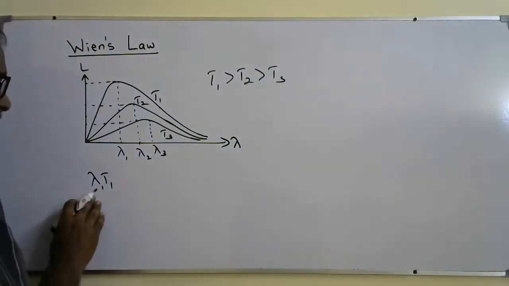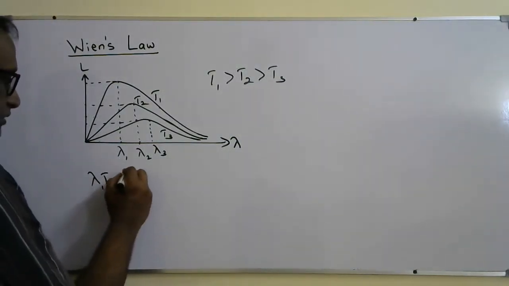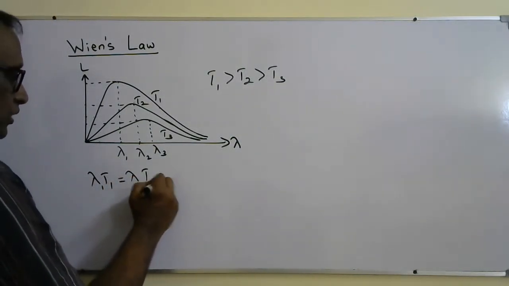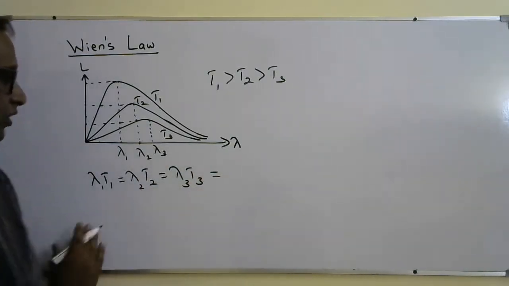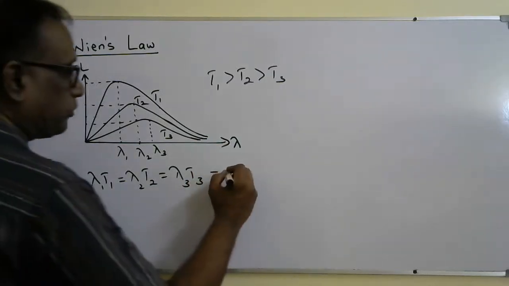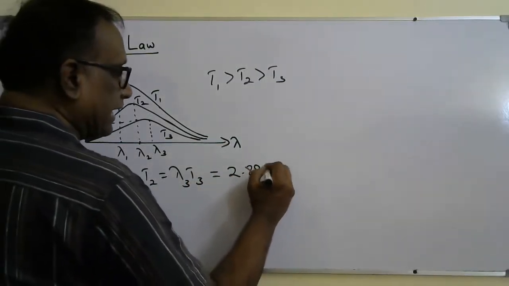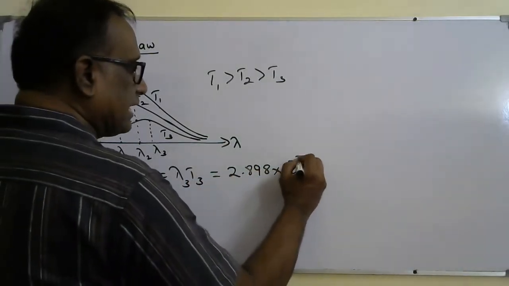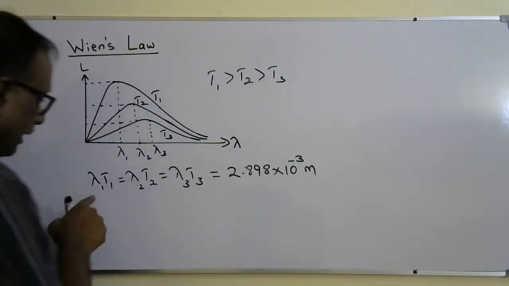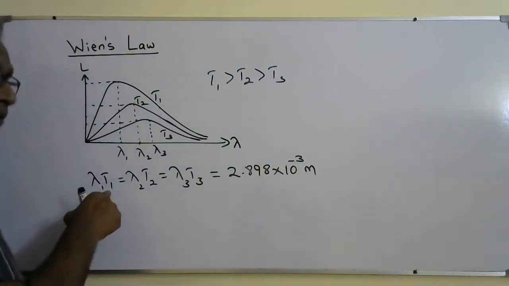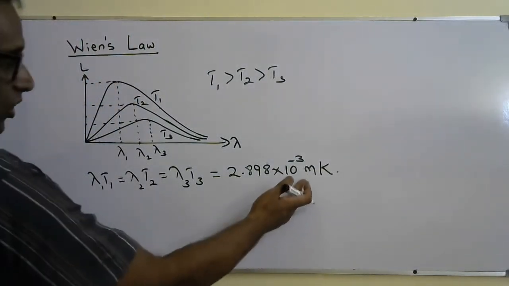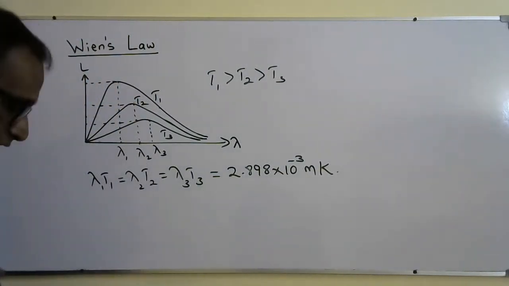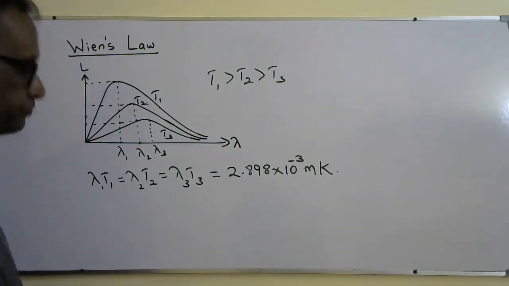So he showed that lambda 1 T1 is equal to lambda 2 T2, which is equal to lambda 3 T3. So he found a constant that is 2.898 × 10^-3 meter Kelvin. The unit of lambda is meter, the unit of temperature is Kelvin, so meter Kelvin. This numerical value is called Wien's constant.